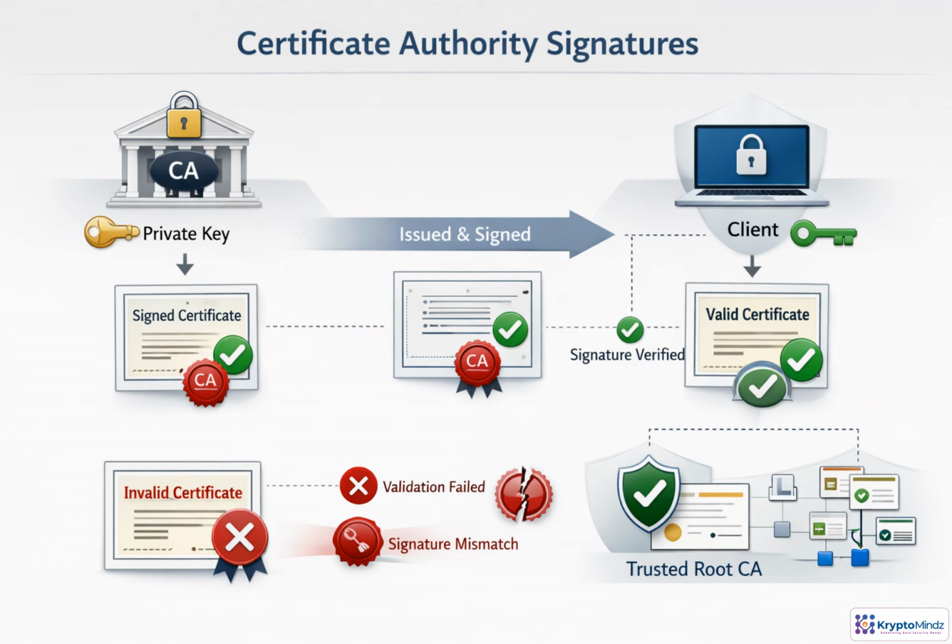A certificate authority proves it issued a certificate by signing it with its private key. When a browser or other client connects, it receives that certificate and validates the signature using the CA's public key. If any bit of the certificate has changed, the math no longer works and validation fails. Even with a valid signature, trust only exists if that CA chains up to a root CA the client already trusts.